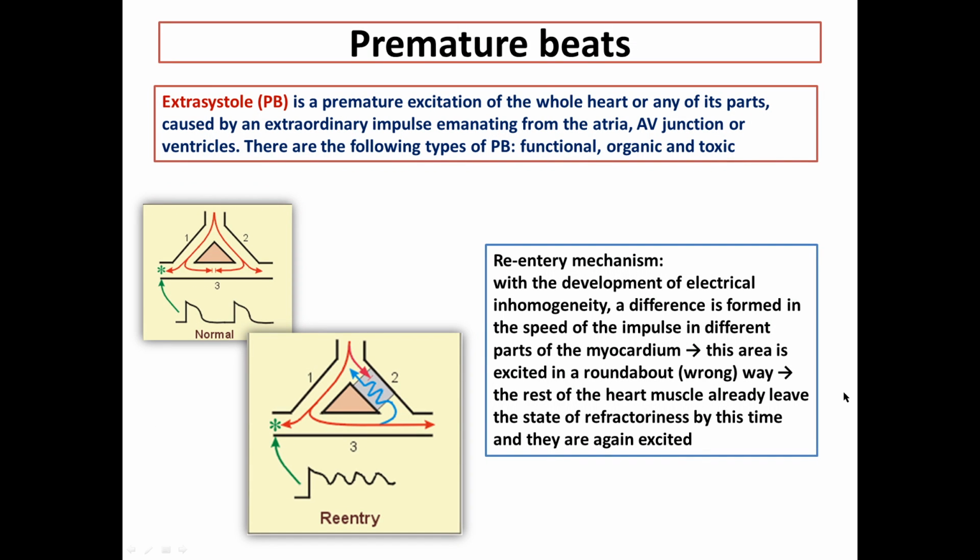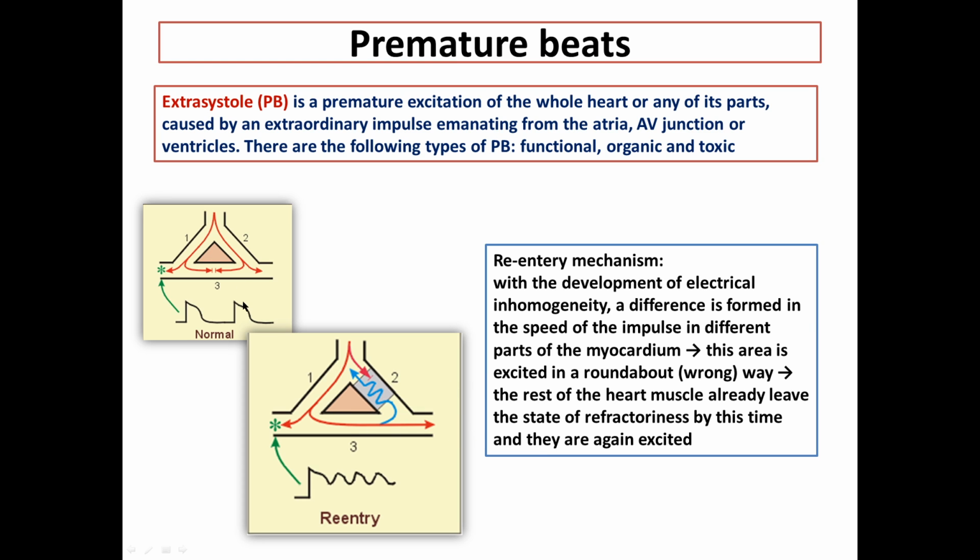Next are premature beats. Premature beat or extrasystole is a premature excitation of the whole heart or any of its parts caused by an extraordinary impulse emanating from the atria, AV junction, or ventricles. There are the following types of premature beats: functional, organic, or toxic. The development of premature beats lies in a re-entry mechanism.